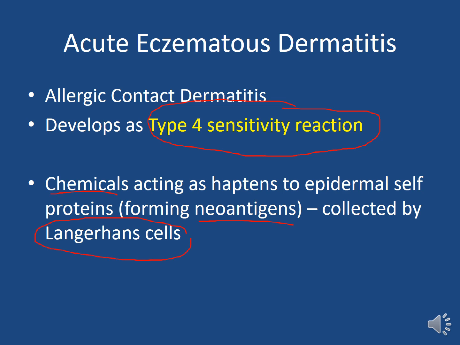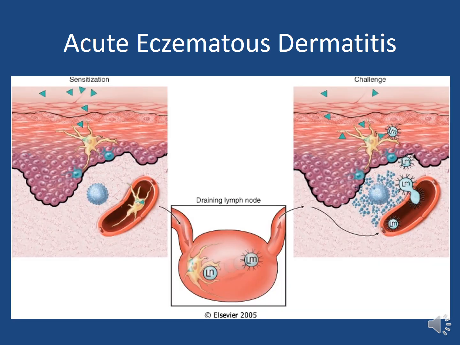So these cells, antigen-presenting cells, after collecting the neoantigens from the epidermis, will leave the epidermis or the skin, enter the lymphatic vessels, and go to the nearest lymph nodes to present the collected antigens to the CD4 lymphocytes.